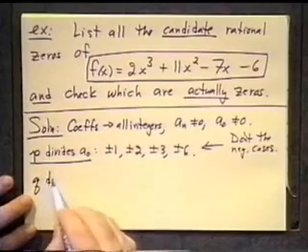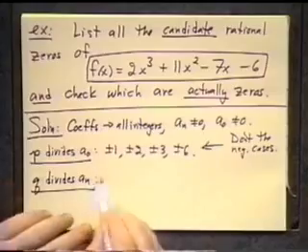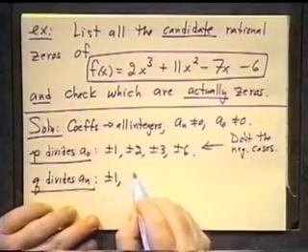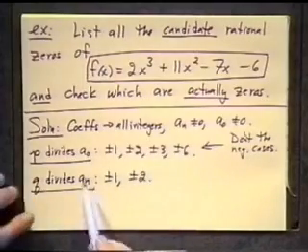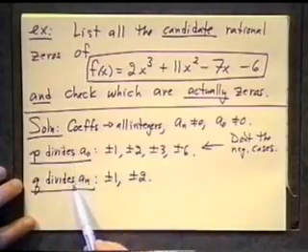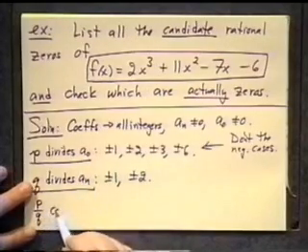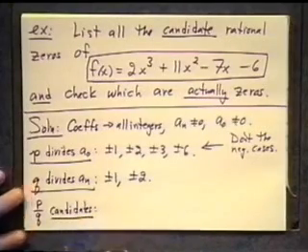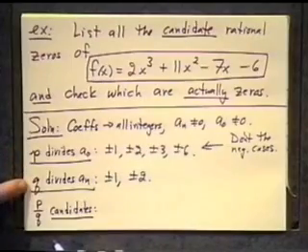And then also q must divide a sub n. Well, a sub n is 2, so this is a little easier. We know that plus or minus 1 and plus or minus 2 will then divide that. Now, of course, we're not interested in p or q alone, so we are interested in p over q candidates. So the candidates for p over q are taking these p's over these q's.